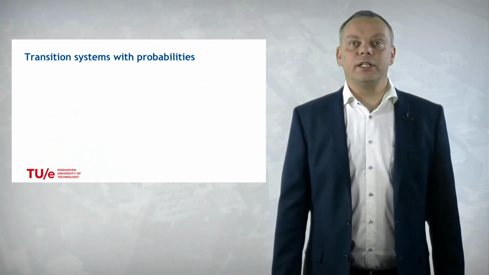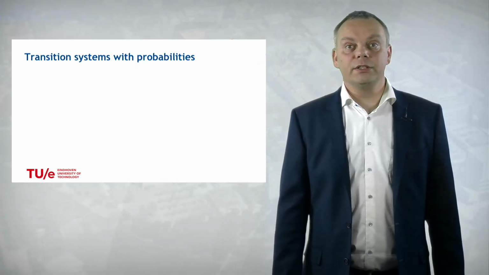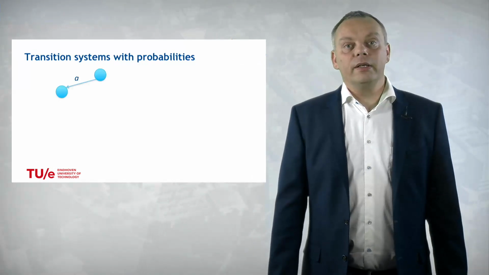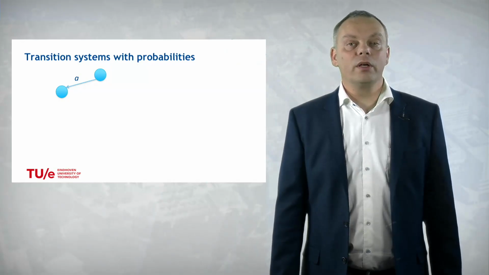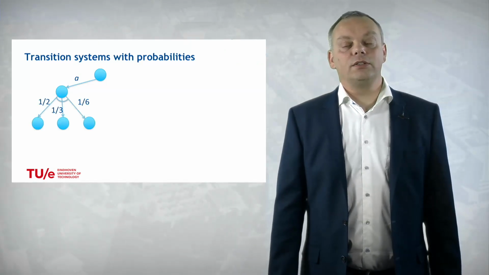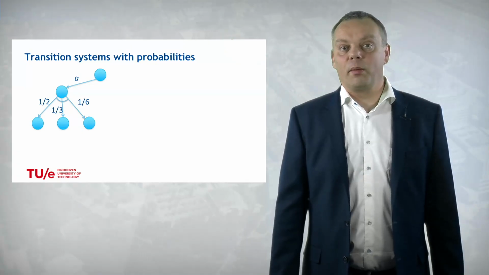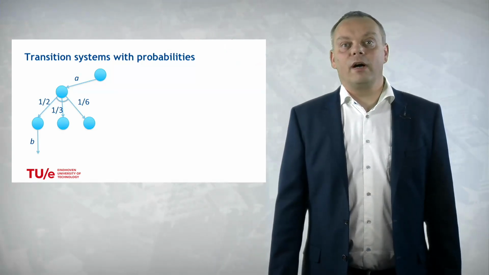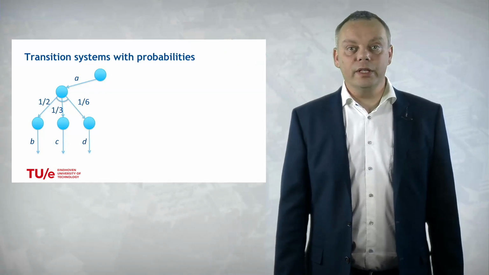Another extension is an extension with probabilities. Currently this is heavily under investigation in the scientific community. And the idea is the following. We can have actions in the same way as we had before, but we can now also have probabilistic choices. And that's often denoted like this. So this means that you go, after doing the A, with probability 1/2 to a state where you can do a B, with 1/3 to a state where you can do a C, and with 1/6 to a state where you can do a D.